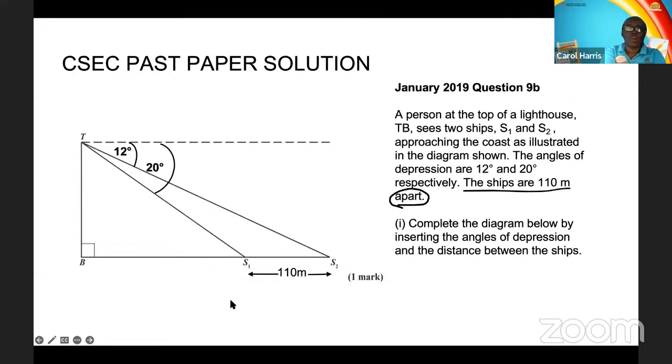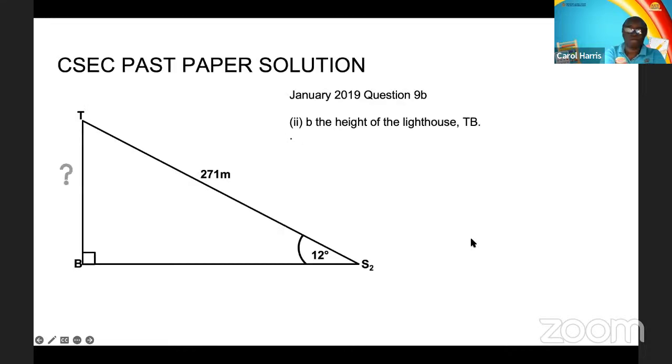Now, suppose they told me that ship 2 is 271 meters from the lighthouse, and I want to now find the height of the lighthouse. Could you do that? Could I find the height of the lighthouse using this information? Danae, how would I use it?